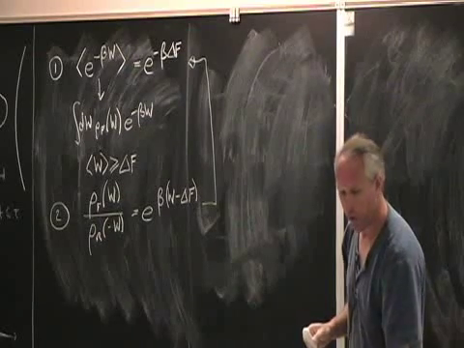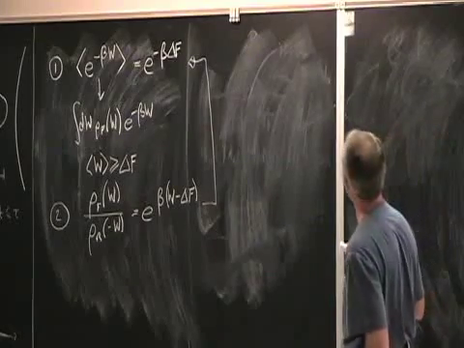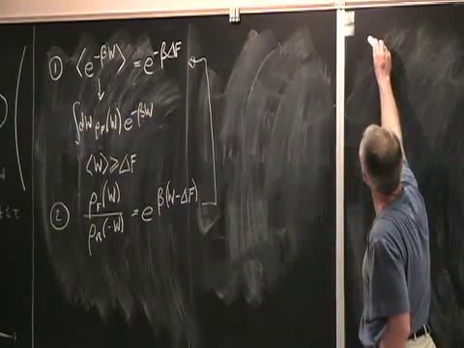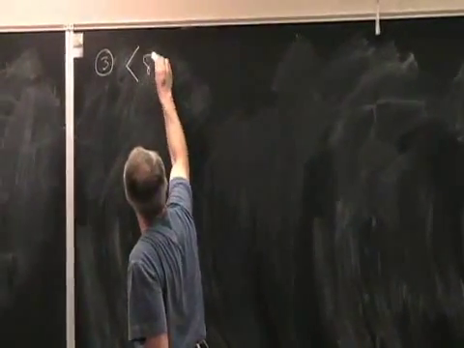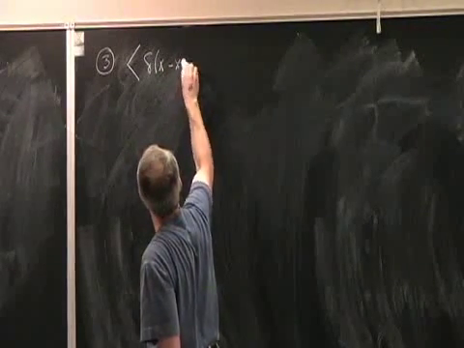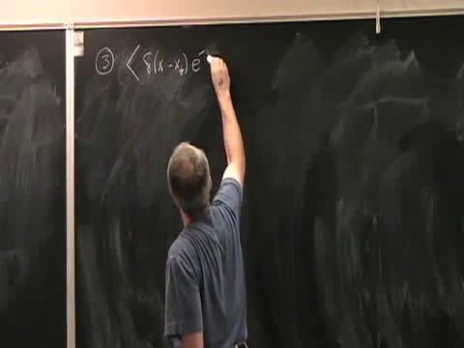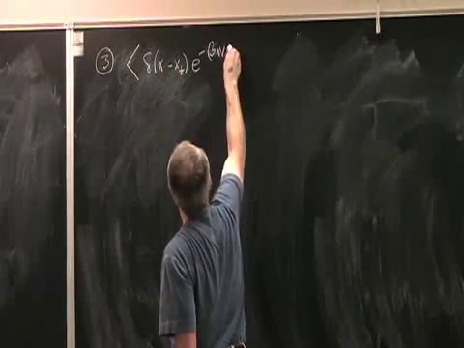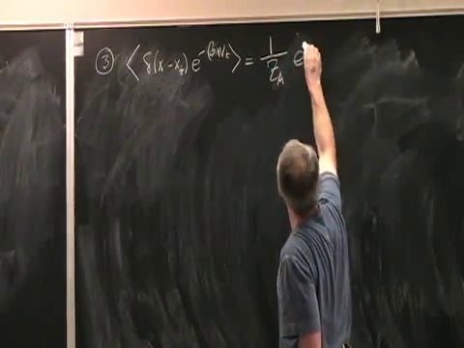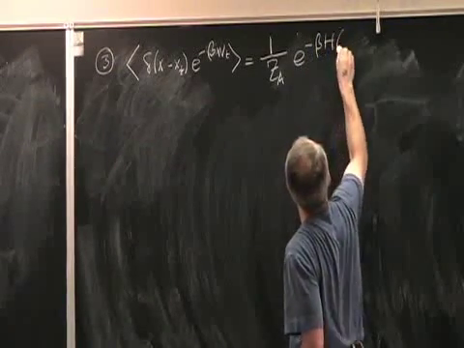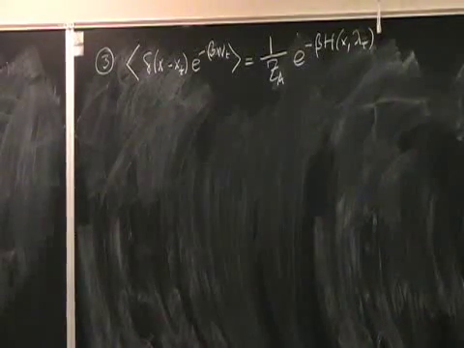So the third prediction that I'm going to mention is a little bit more complicated. Let me write it up here, and I'm going to write it like this, and then explain what I mean by this. Delta of x minus x of t, e to the minus beta W sub t, equals 1 over Z_A e to the minus beta H of x and lambda. All right, so let me explain what's going on here.